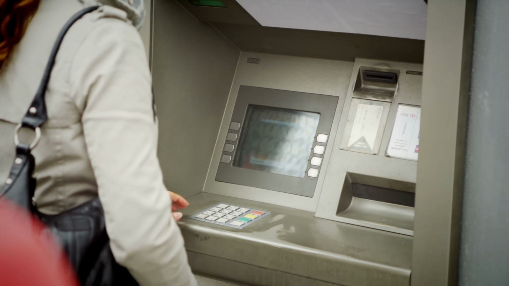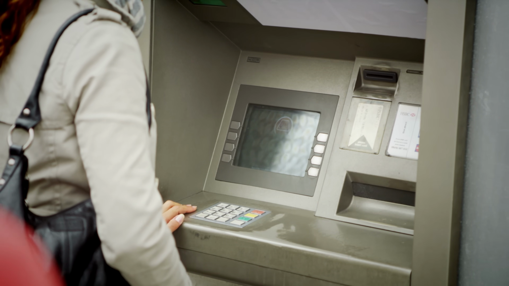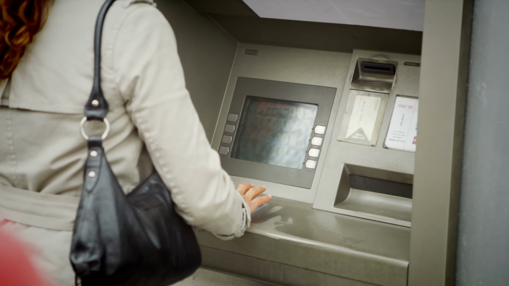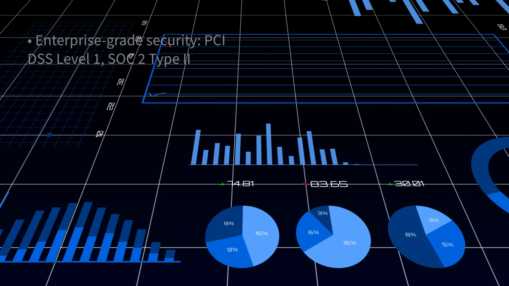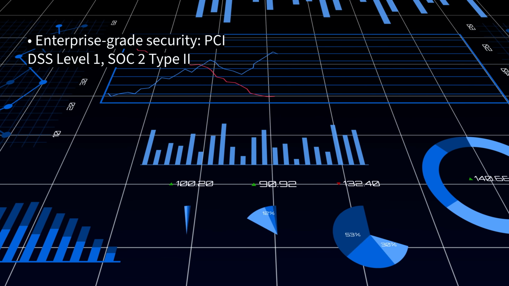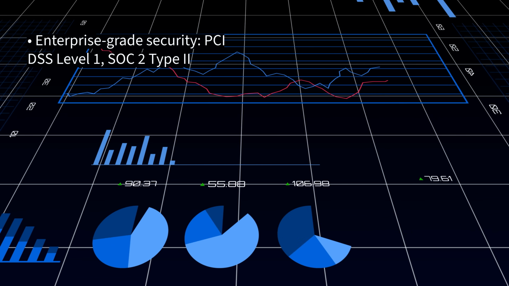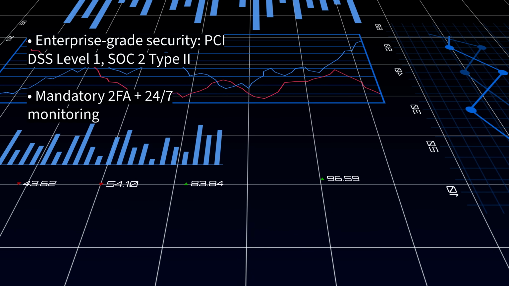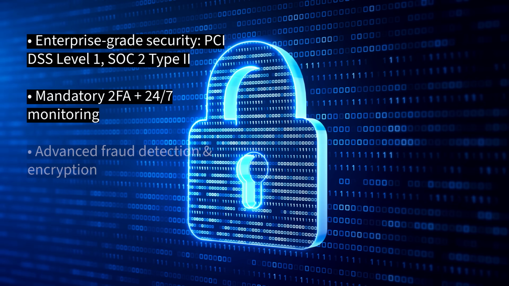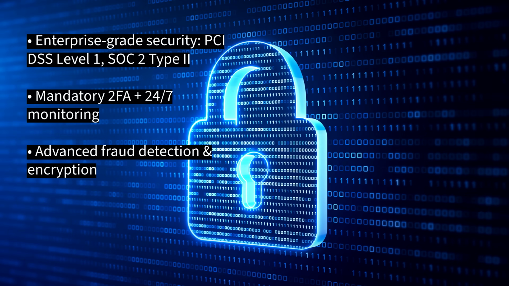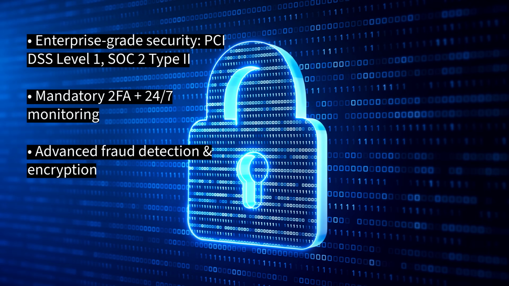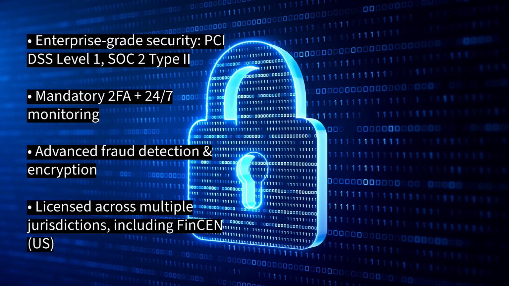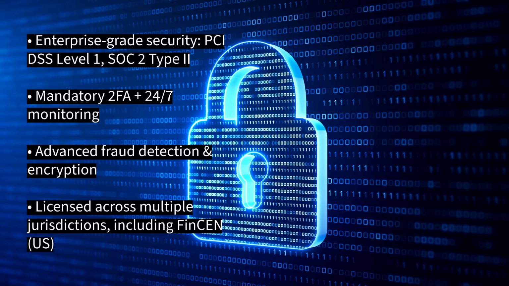In the US, funds are safeguarded with partner banks, and eligible balances may be FDIC insured up to the applicable limits through those institutions. The platform meets enterprise-grade standards, including PCI DSS Level 1 and SOC 2 Type 2 certification. Every account uses mandatory two-factor authentication, continuous monitoring, and advanced fraud detection. Airwallex is licensed and registered across multiple jurisdictions, including FinCEN in the US, with global security teams operating 24/7 to keep your data and funds protected.